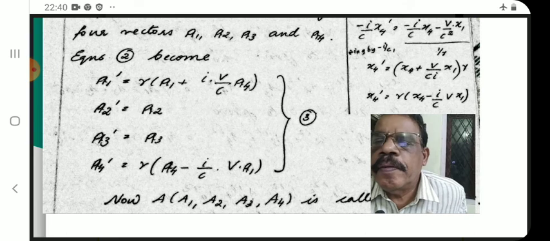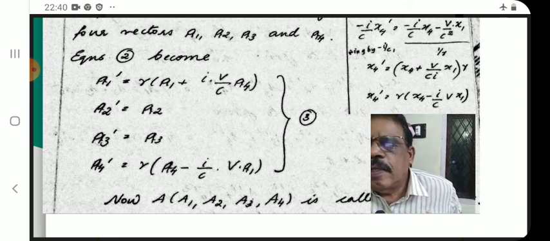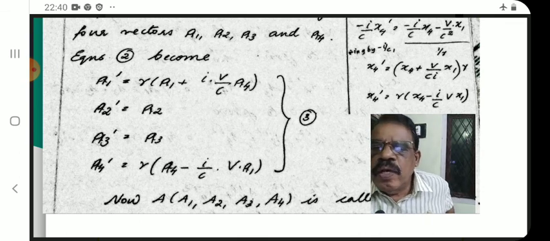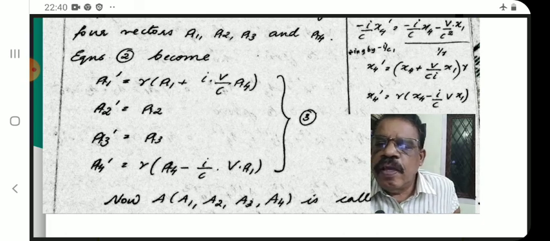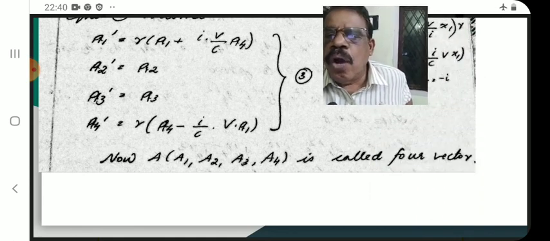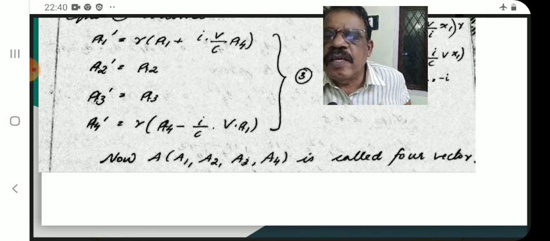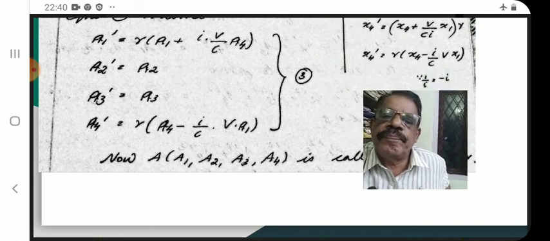Not x1, v a1. The last one is a4 dash is equal to gamma into a4 minus i by c v a1, the third set. Now the set of vectors a1, a2, a3, a4 is called 4 vector.